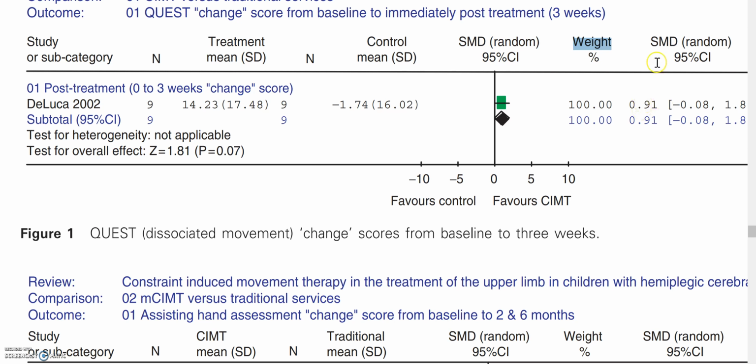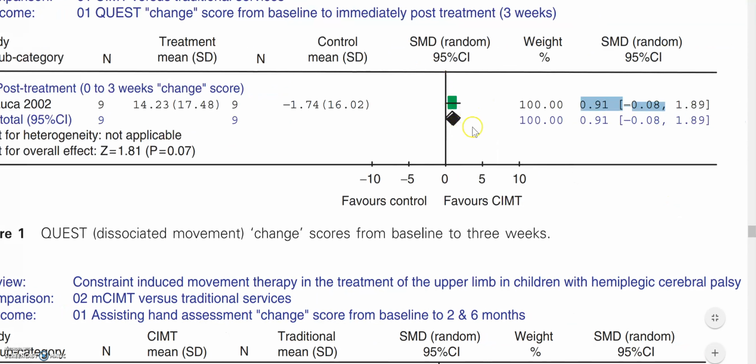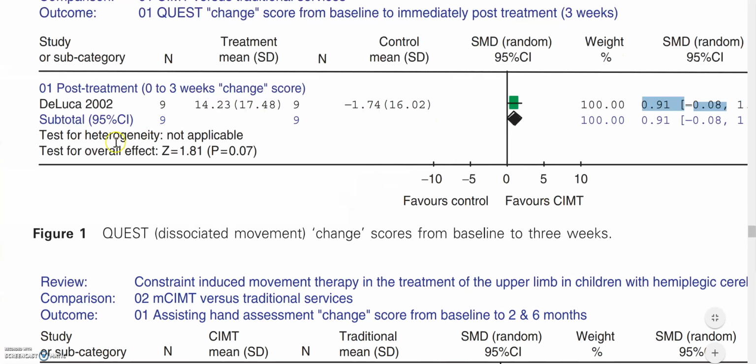Now, this SMD random 95% that you see here and down here is the same thing that we're looking at here. They're just giving you a number version to look at versus a graph version. Now, they did not test for heterogeneity because there's just this one. And again, they are testing for overall effect. And then they give you a p-value.